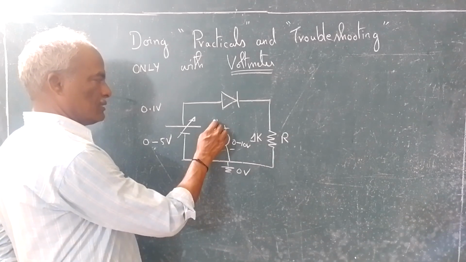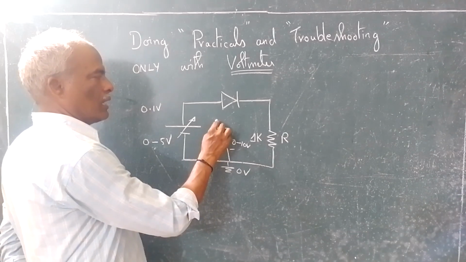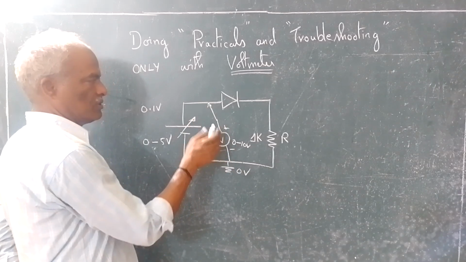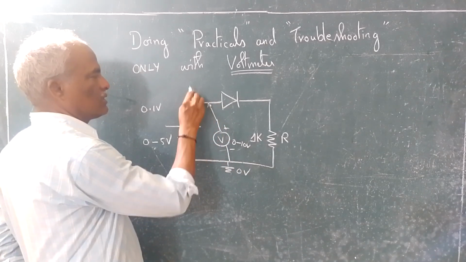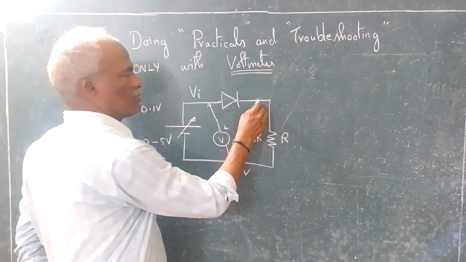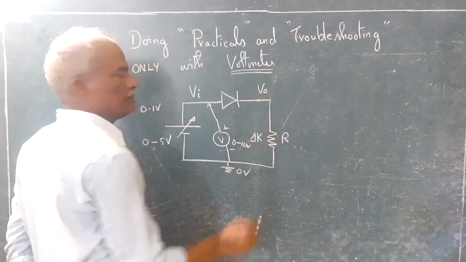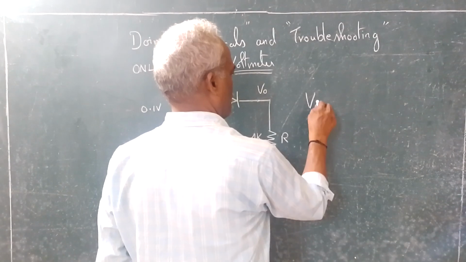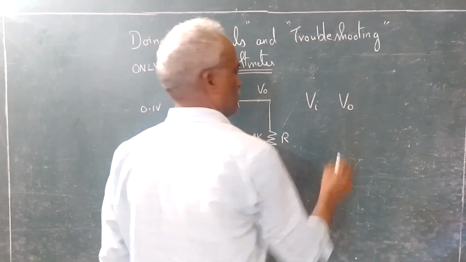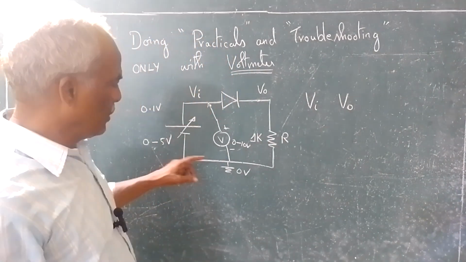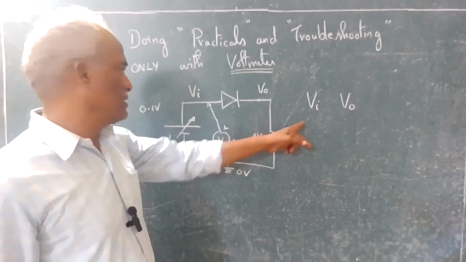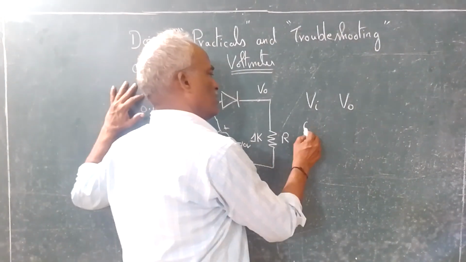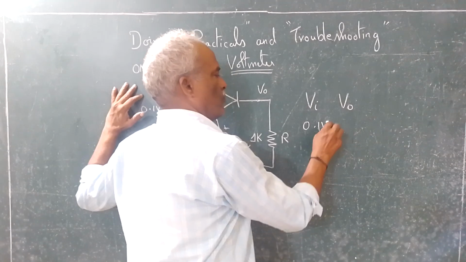So what you do is, this end you connect here. With respect to ground, whatever potential you see here, I call this V in, and this potential as V out. So in the tabulation, we will have V in, V out. When you connect here, we know the voltage. For example, if it reads 0.1, here you can register 0.1 volt.